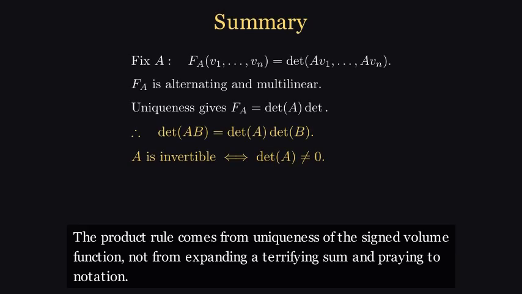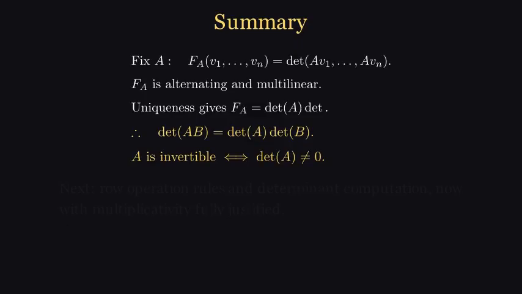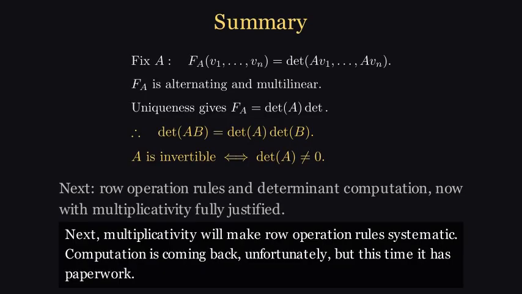The product rule comes from uniqueness of the signed volume function, not from expanding a terrifying sum and praying to notation. Next, multiplicativity will make row operation rules systematic. Computation is coming back, unfortunately, but this time it has paperwork.